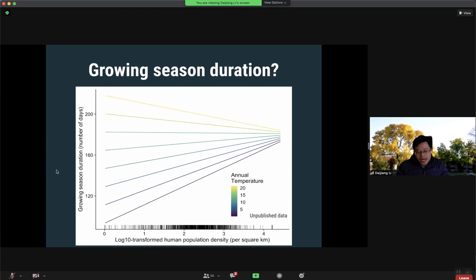Combining onset and leaf senescence, we can look at the growing season duration. Here we can see that, again, in the cold region with urbanization, we're going to have an extended growing season. However, in the warm end, the growing season duration is getting shorter.